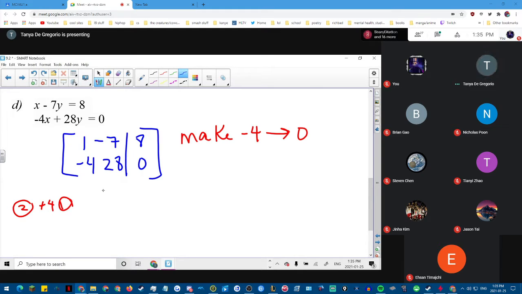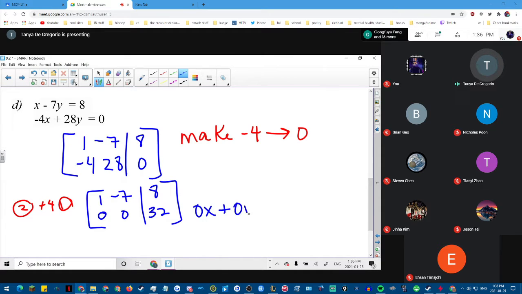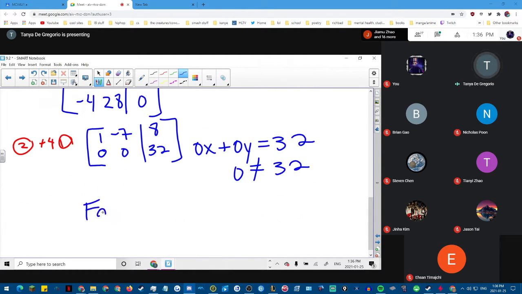And what happens here? So -4 plus 4 is 0. That's what we wanted. And then I have 28 plus -28, or 28 minus 28. And then I have 0 plus 32. So I get this. And this is showing me that 0x plus 0y equals 32. Is that ever possible? No. Never. False statement. So what is this telling me? No solutions. No solution. Yeah, so no solution.